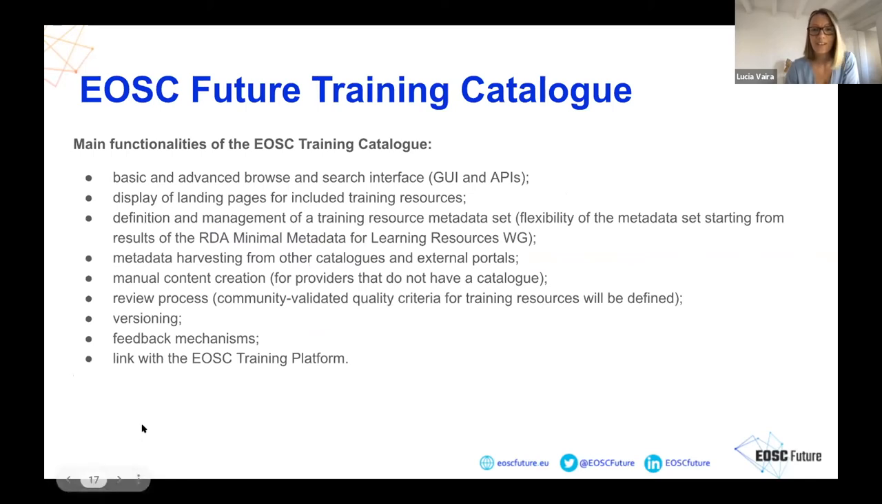I can read it very fast, but we would like to have, obviously, the basic and advanced browsing and searching interface that has to be provided both via a graphical user interface and by APIs. Display of landing pages, definition and management of a training resource metadata set. And for this, we are starting from the results of the RDA focus group that has been presented before by Elizabeth, since we would like to start from an already available result and then to provide a flexible metadata set in order to be as interoperable as possible.